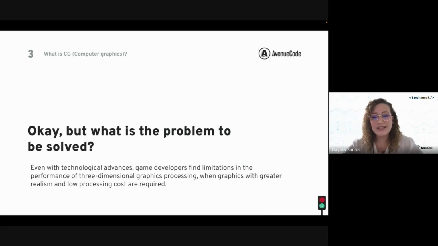Okay, but what is the problem that we have to solve here? We can all clearly see the evolution of not only CG, but all of the technologies, and we are here at Tech Week especially to speak about this. But even with all the technology advances, game developers and virtual environment developers find limitations in the performance of 3-dimensional graphics processing when greater realism and low processing costs are required.